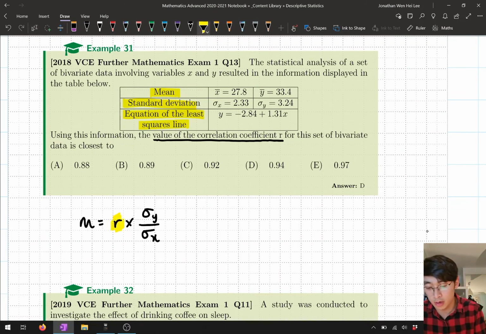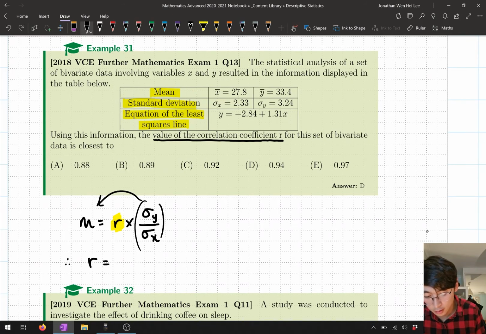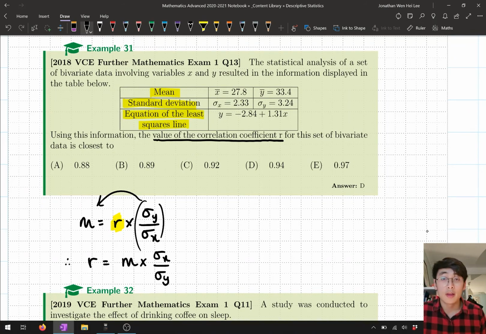So I'm going to rearrange it. I'm going to move this fraction over to the other side. That means I've got R equal to M times sigma x over sigma y. Now, let's figure out where all of these values come in.